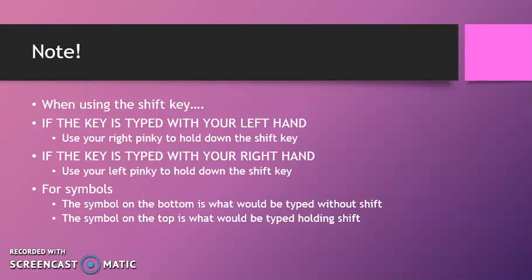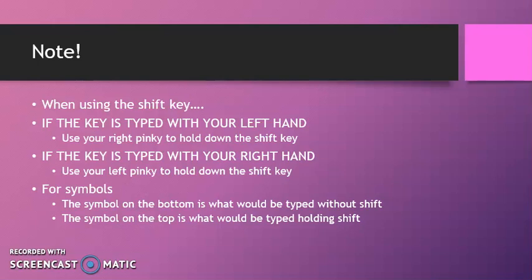It's the opposite. So if I wanted to type the letter A, I would not use the pinky that is responsible for typing A and have it hit shift at the same time. It just wouldn't work. So if I wanted to type a capital A, I would have to hold the shift key down with my right pinky and then use my left pinky to hit the A like normal.